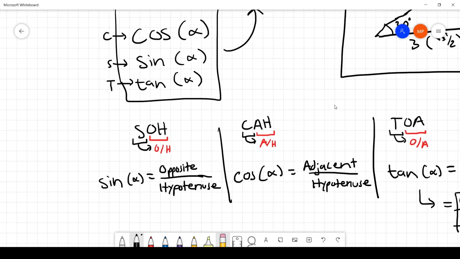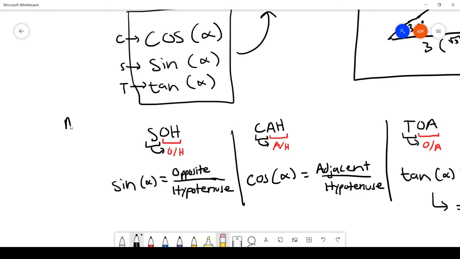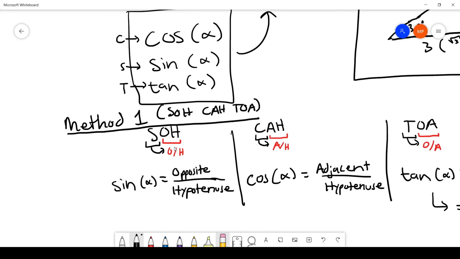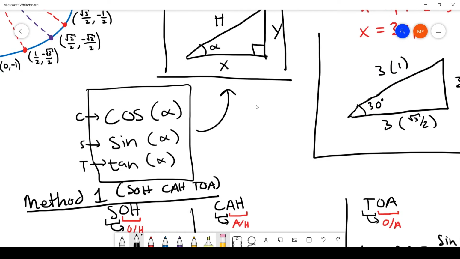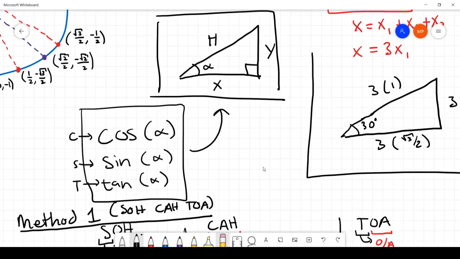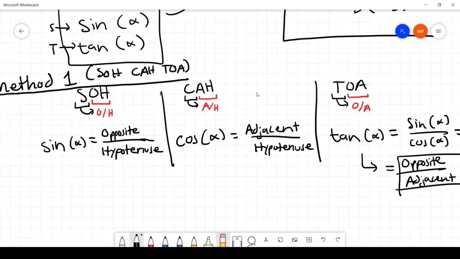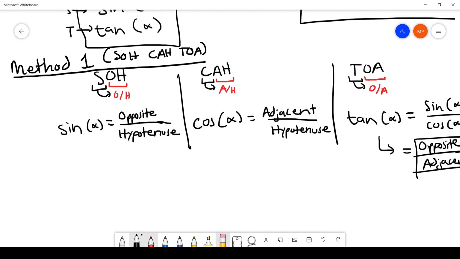I'll note that down. This is method 1. Sohcahtoa. This is the main method you'll hear about a lot. Sohcahtoa method of remembering your sine, cosine, and tangent in terms of your triangle here.